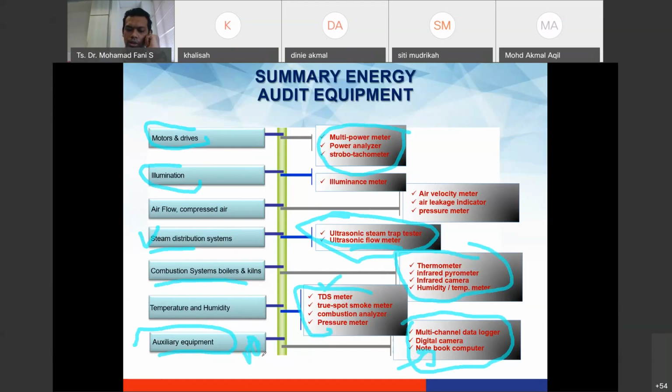Other equipment: the auditor must also take pictures, so must have a digital camera.